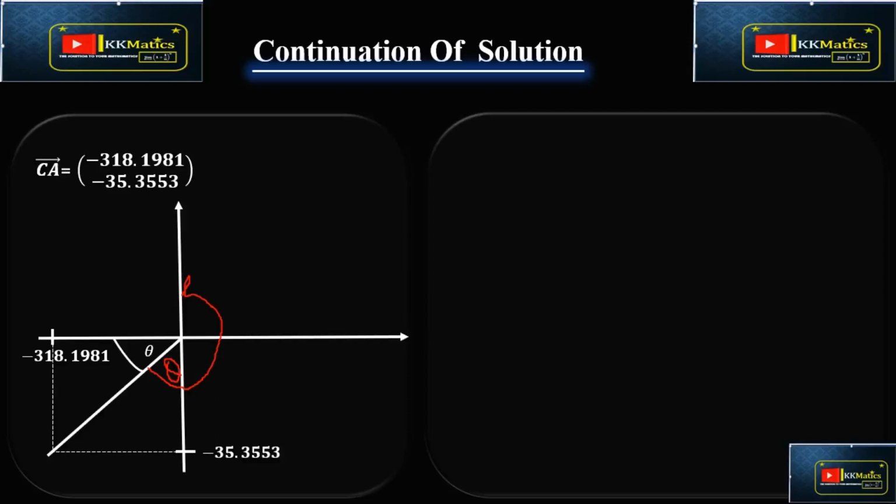Now we know that this is facing this part, right? And remember, this part is more like the x-axis, which is the same as the length here, 318.1981. So it's opposite, facing that. And we also know that it is adjacent to the 35.3553, which is also the same as that.